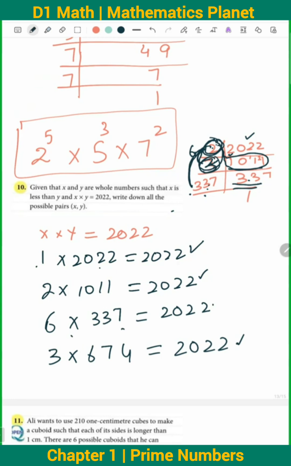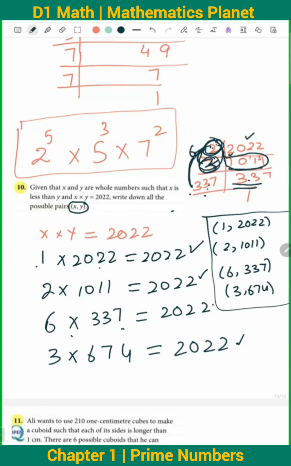So we get 4 options, and we can write the options in the form of ordered pairs, because they're asking in the form of ordered pair x comma y: (1, 2022), (2, 1011), (6, 337), (3, 674). This is just prime factorization, and after prime factorization we need to find out the pairs. Is everything clear, students?